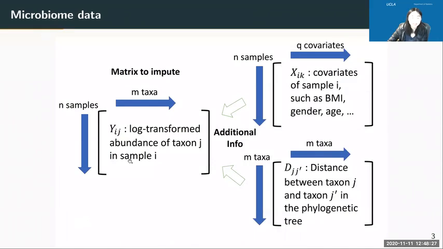So this is a graphical summary of the three matrices I just mentioned. This is the matrix that needs imputation, with a lot of zeros. And to do the imputation, we want to use the matrix itself and also borrow information from the sample metadata matrix and the taxon phylogeny matrix. So the idea is that we hope to leverage those q covariates to borrow information from similar samples that share similar covariates. And we also hope to have taxa closer to each other in the phylogeny borrow information from each other in the imputation.